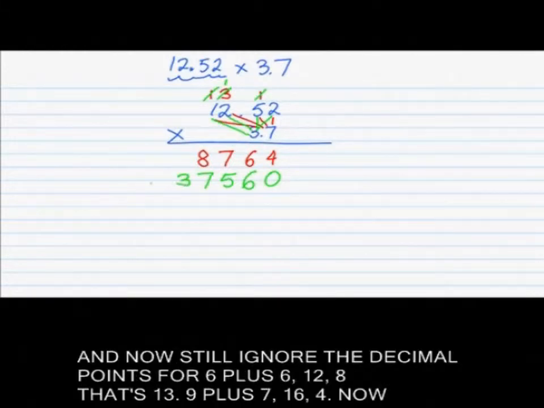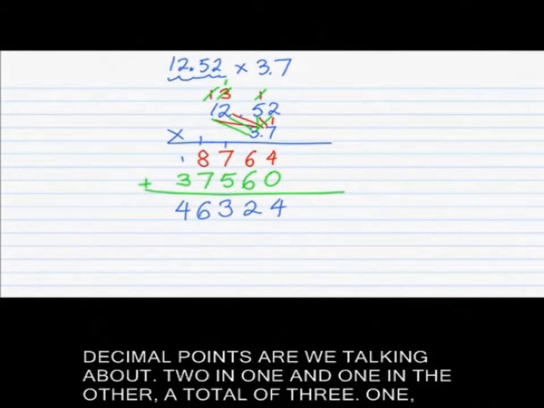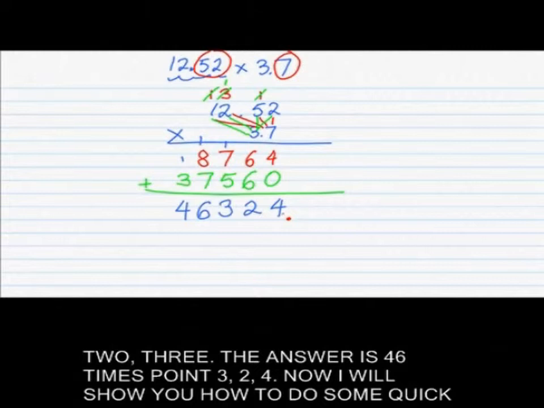Now I still ignore the decimal points. 4, 6 plus 6, 12, 8, that's 13, 9 plus 7, 16, 4. Now, what you need to do is, you assume there is a decimal point here, then you count how many decimal points are we talking about. 2 in one and 1 in the other, total of 3. 1, 2, 3. The answer is 46.324.